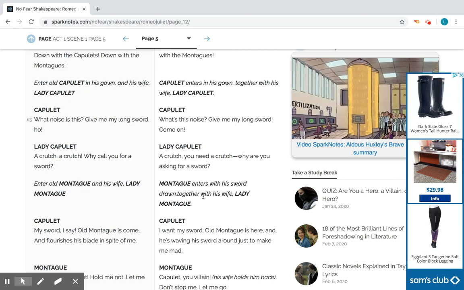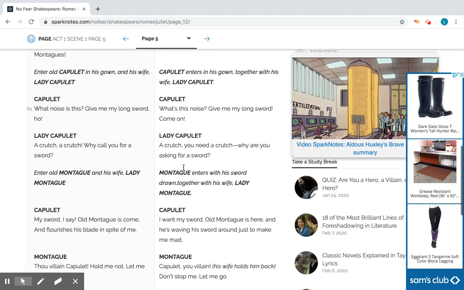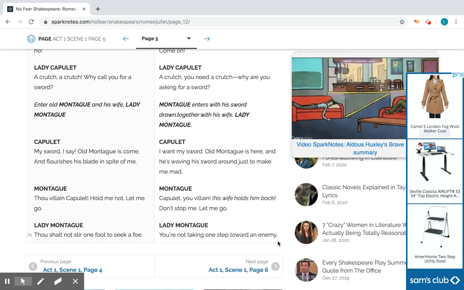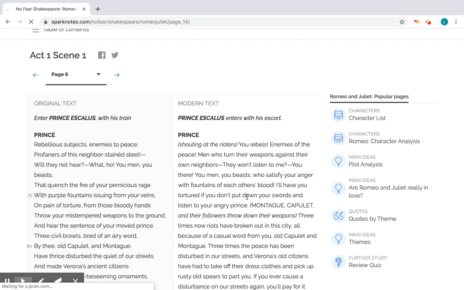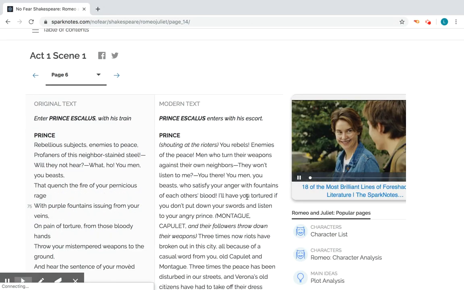We're going to continue on. My sword, I say. Old Montague is come, and flourishes his blade in spite of me. Thou villain, Capulet. Hold me not. Let me go. Thou shalt not stir one foot to seek a foe.